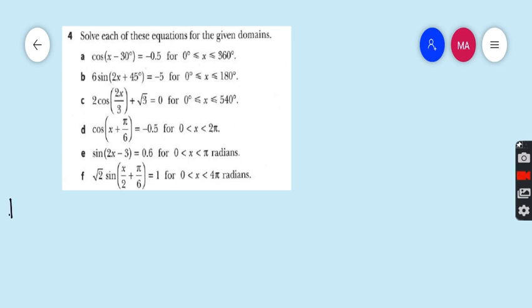Part B. 6 sine 2x plus 45 is equal to minus 5.